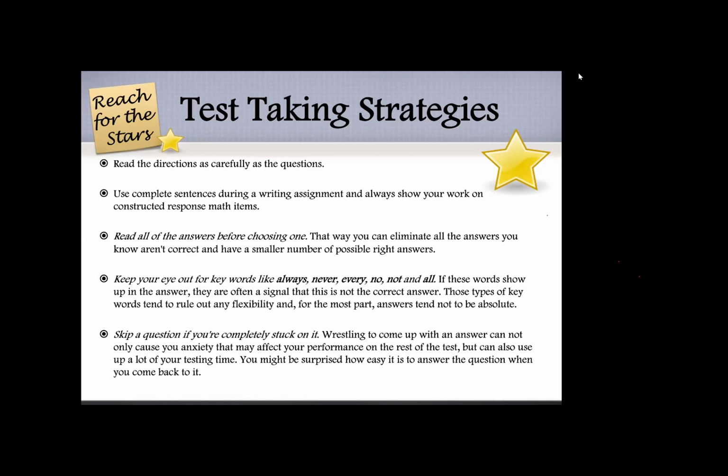Read all the answers before choosing one. That way you can eliminate all the answers that aren't correct and have a smaller number of possible right answers. That's a huge, huge strategy. I've always told my kids there's going to be that one answer that is absolutely wrong. Absolutely doesn't make sense. There's no way that could be the answer. Cross it out, scratch it off for the test. That leaves you with maybe 3 answers left to choose from. It just helps narrowing it down. And you have a better 50-50 shot than a 1 out of 4.